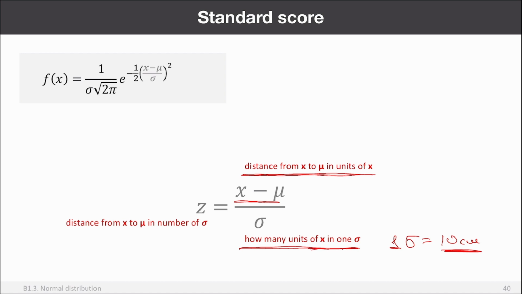So it's the same. In the normal distribution, we measure all distances in standard deviations, and the z-score is exactly the way to compute distance in standard deviations. So the z-score tells you how far a particular value is from mu in standard deviations. That's the meaning of this. So the z-score, or standard score, is just a distance.